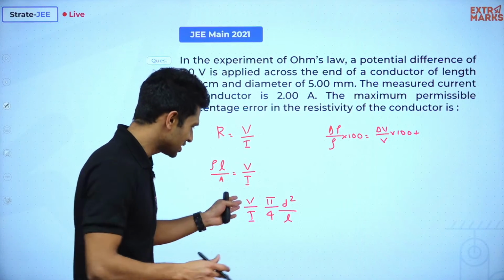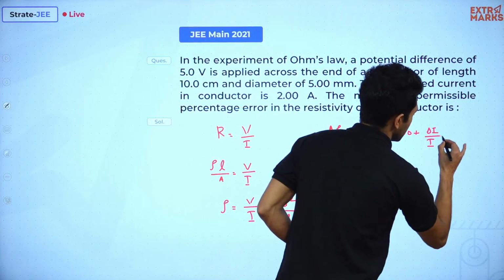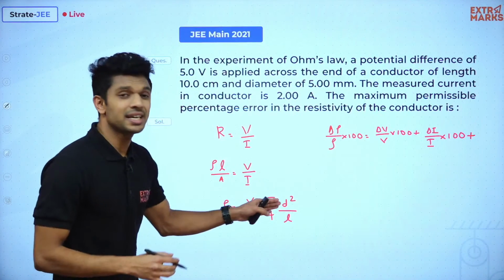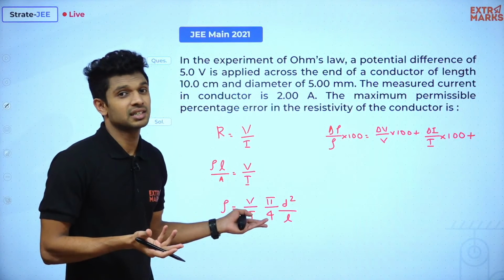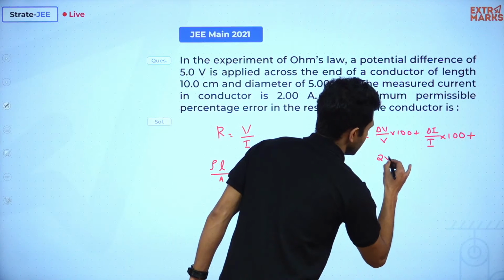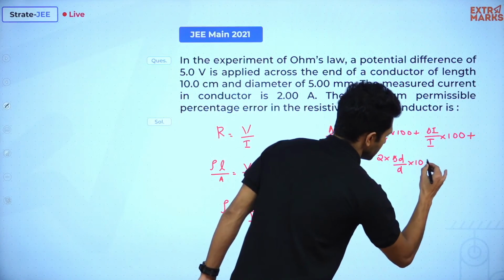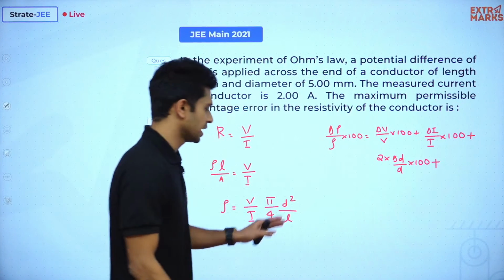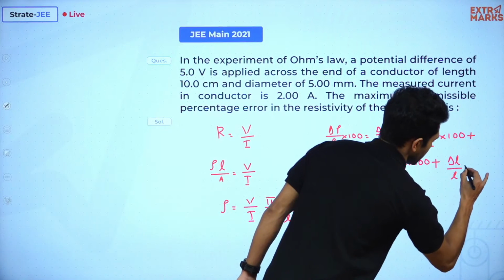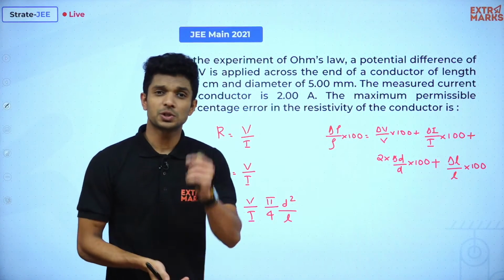Right, my children? So we have delta I by I into 100 plus, I'm going to write it at the bottom. Then we have pi by 4 constant, no errors will be there. D square, there is a power, it has to be multiplied, delta D by D into 100 plus the last one, L, so it is delta L by L into 100. Now we just need to substitute the values here.